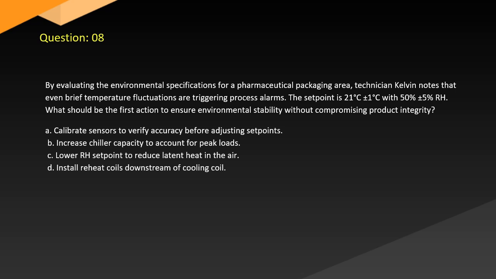Question 8. While evaluating the environmental specifications for a pharmaceutical packaging area, technician Kelvin notes that even brief temperature fluctuations are triggering process alarms. The set point is 20 degrees C plus or minus 1 degree C with 50% plus or minus 5% RH. What should be the first action to ensure environmental stability without compromising product integrity? A. Calibrate sensors to verify accuracy before adjusting set points. B. Increase chiller capacity to account for peak loads. C. Lower RH set point to reduce latent heat in the air. D. Install reheat coils downstream of cooling coil.